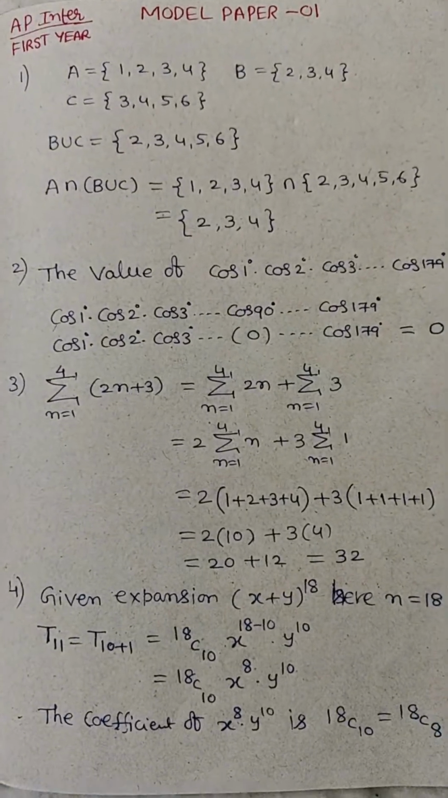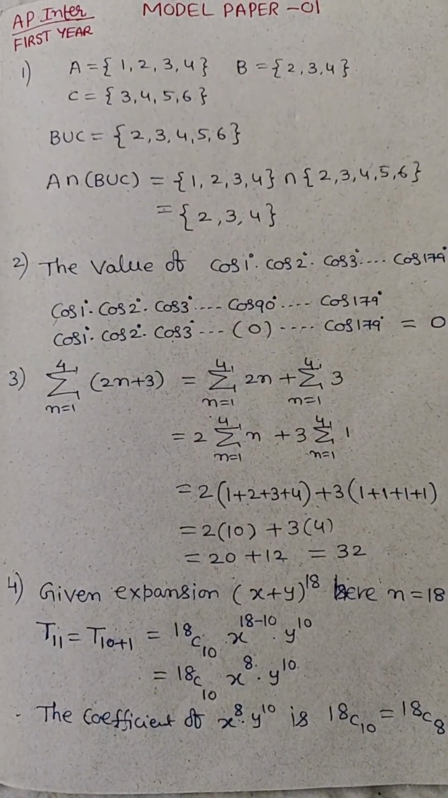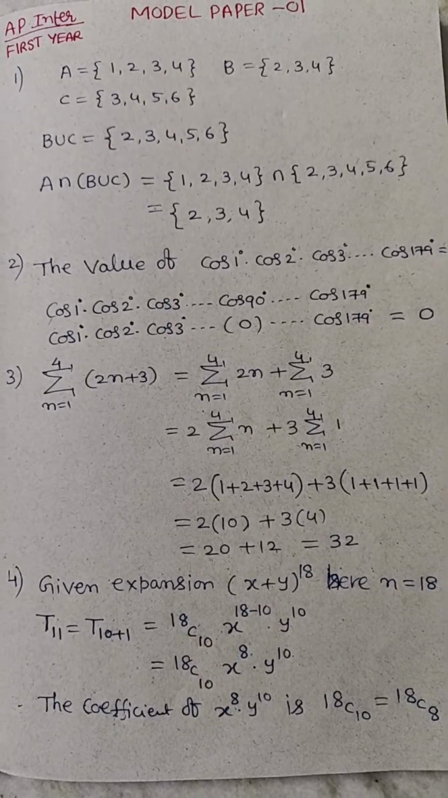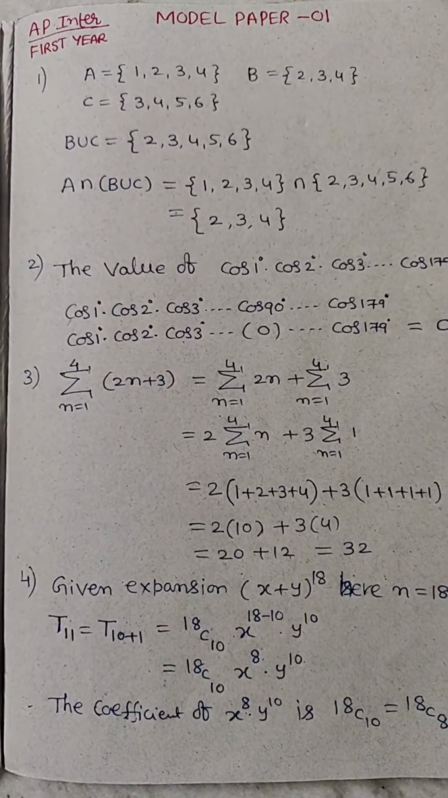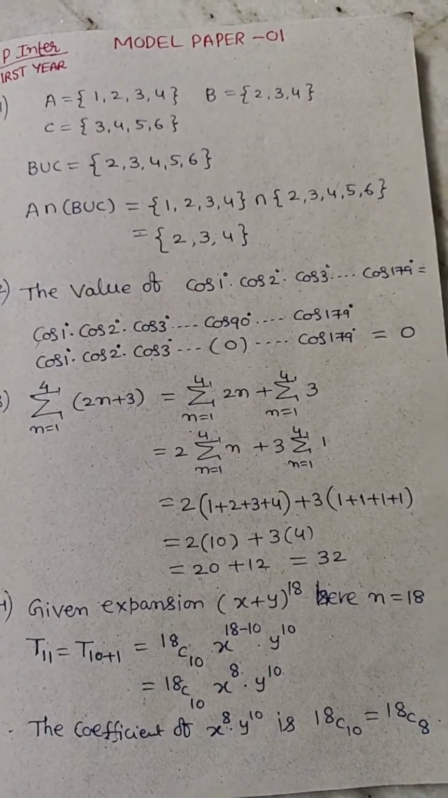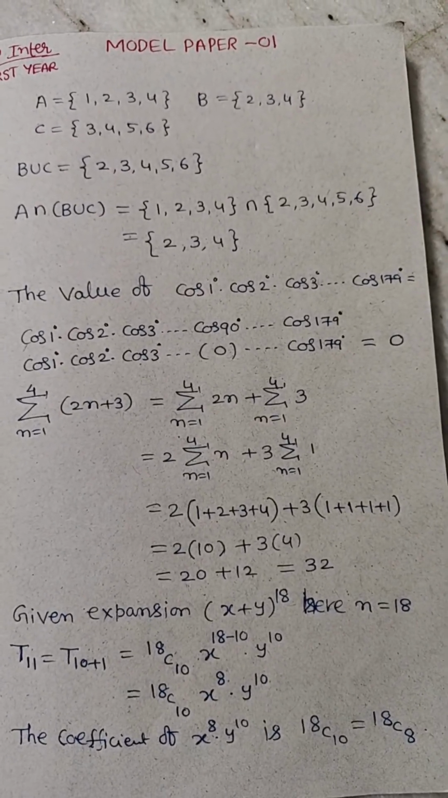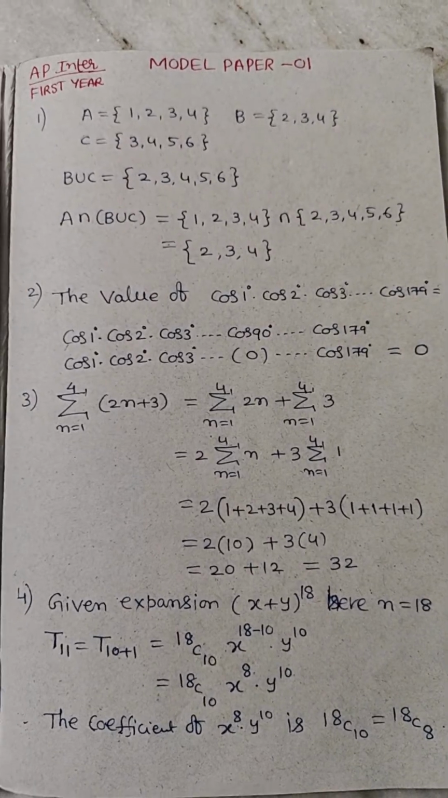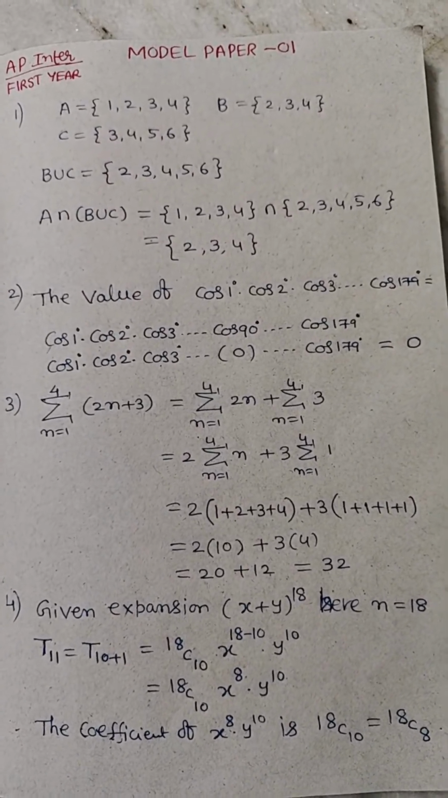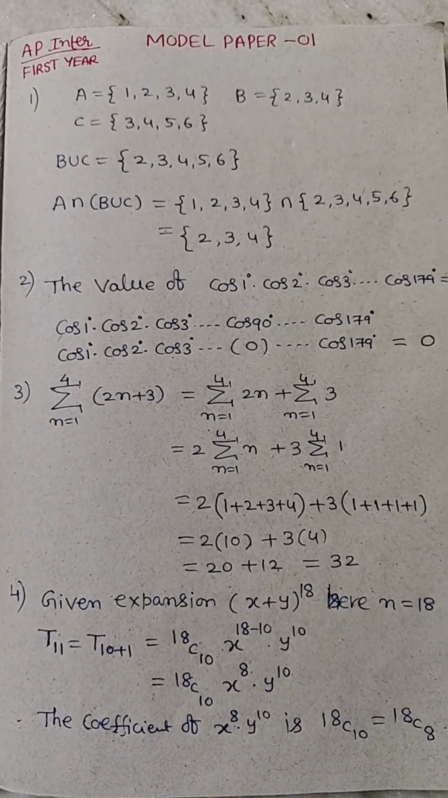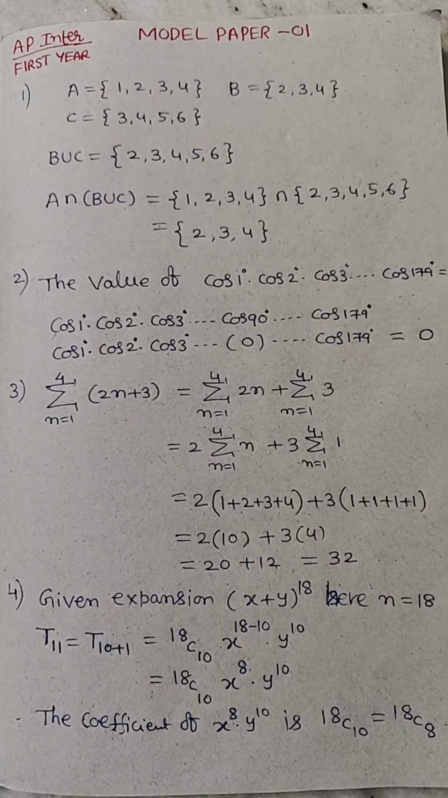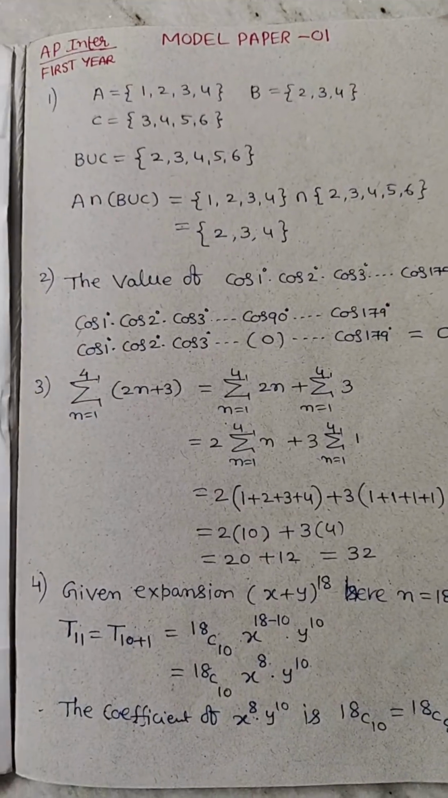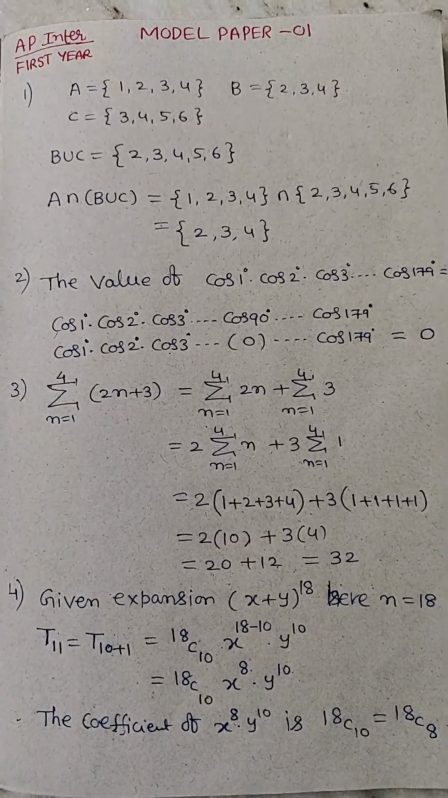Here the question is A equal to {1, 2, 3, 4}, B equal to {2, 3, 4}, C equal to {3, 4, 5, 6}. First you have to calculate the union of two sets, B union C. B union C means the elements which are in B and C, all the elements you have to write. So B union C equal to {2, 3, 4, 5, 6}.